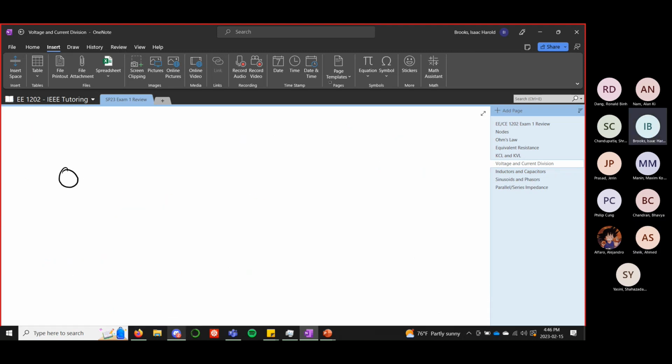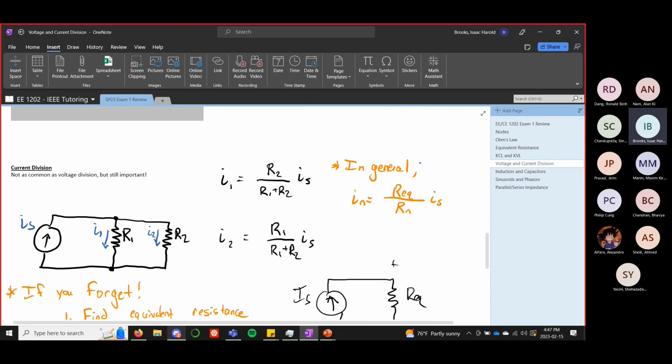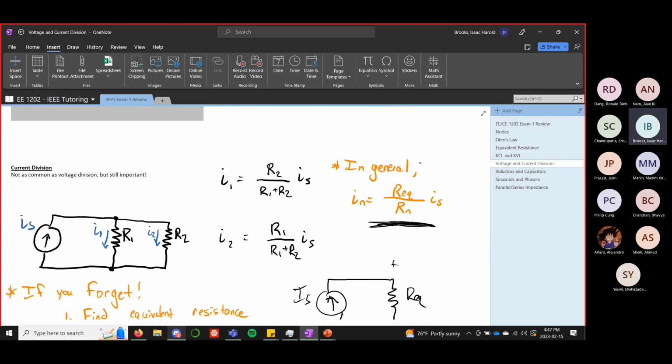So let's say that we have a current source, and this is R1, R2, R3, R4. Okay, so the short answer is you use the equivalent resistance. The general formula for N resistors is this: the nth current is REQ divided by RN times your source current. And you can rederive that. It's basically combining the steps that I described into one formula.